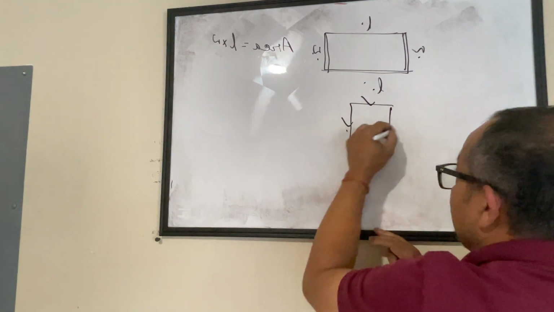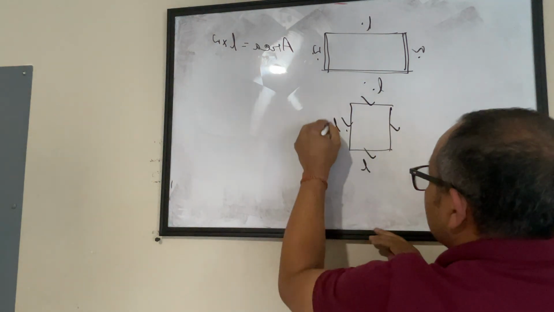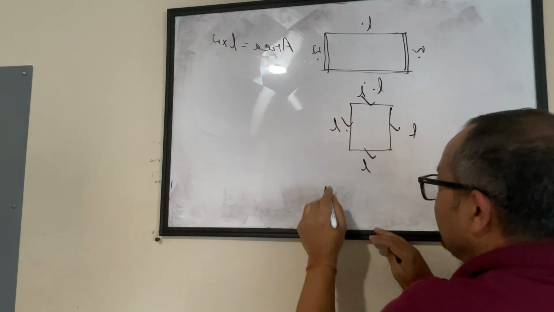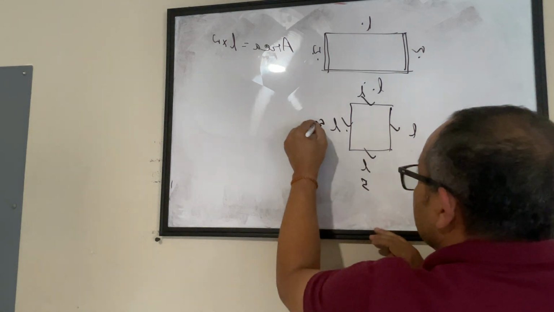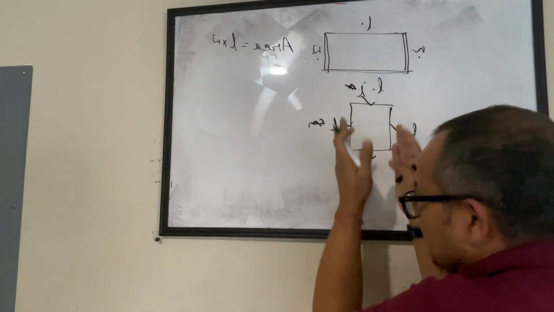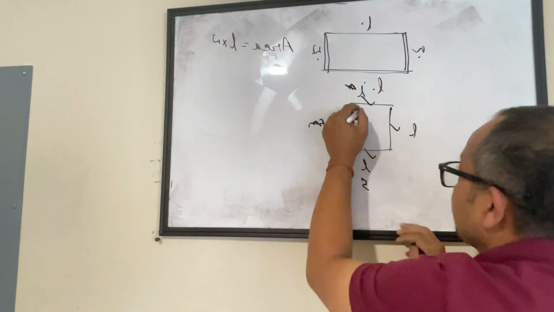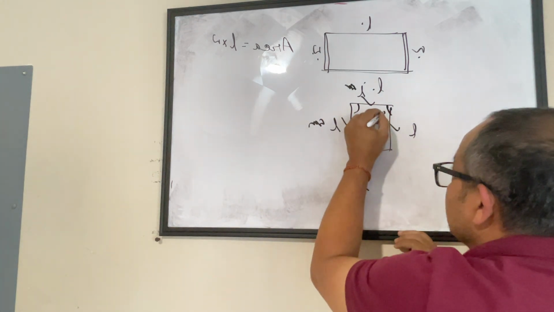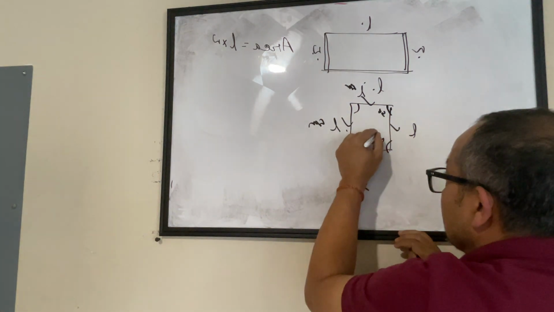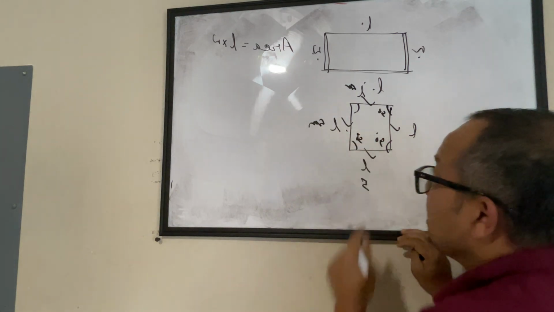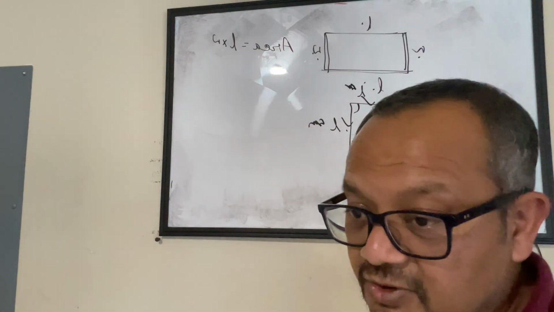All the sides are of the same length. Meaning if this is length, this is also length, this is also length, this is also length. If this is 5, this is also 5 centimeters. So that is the property of a square. All the sides are of the same length and every angle is 90 degrees. That's how you know that this is a square. Now, what is the area of a square?